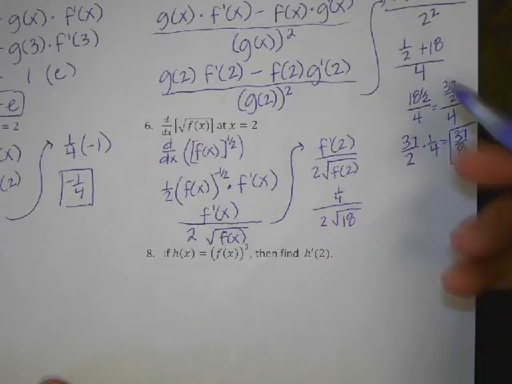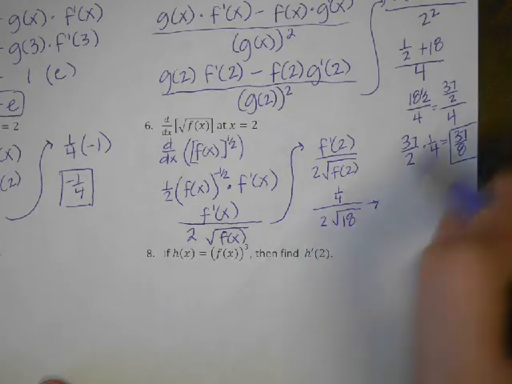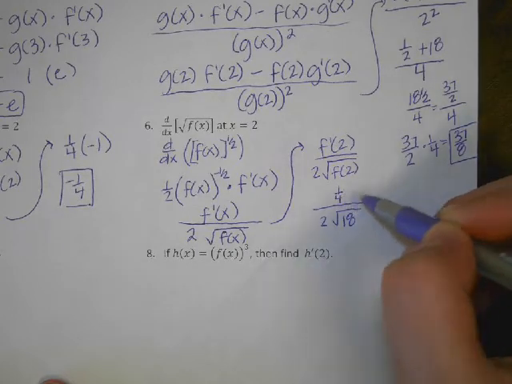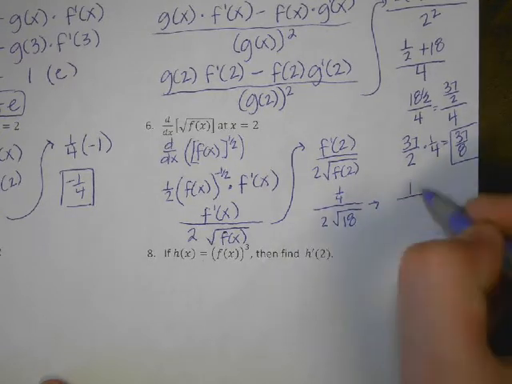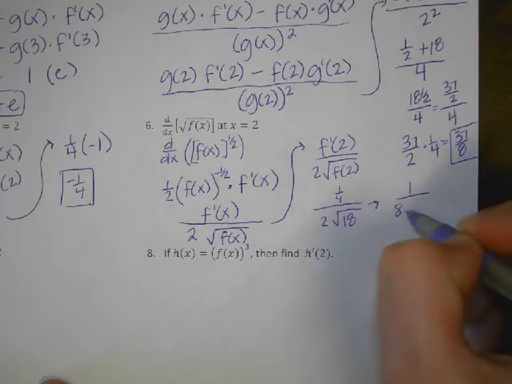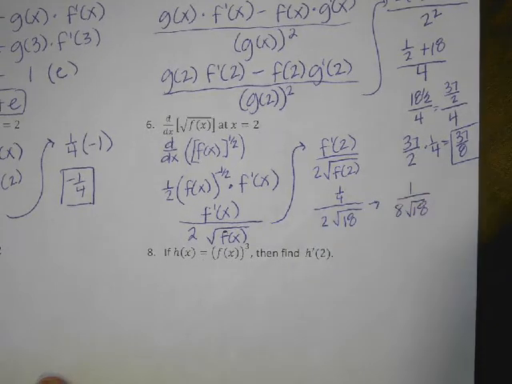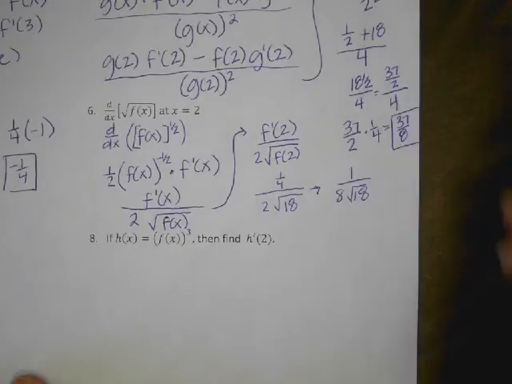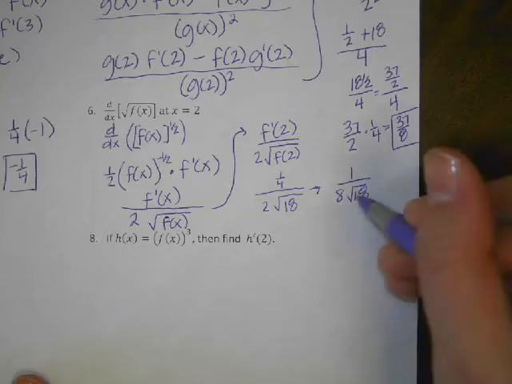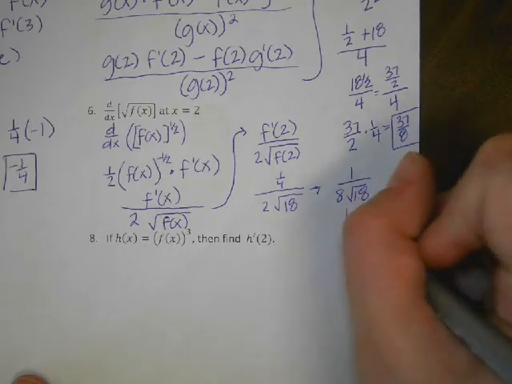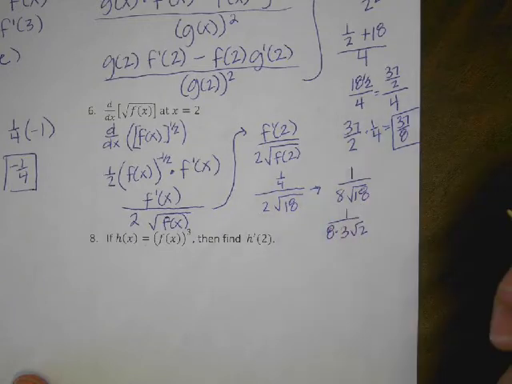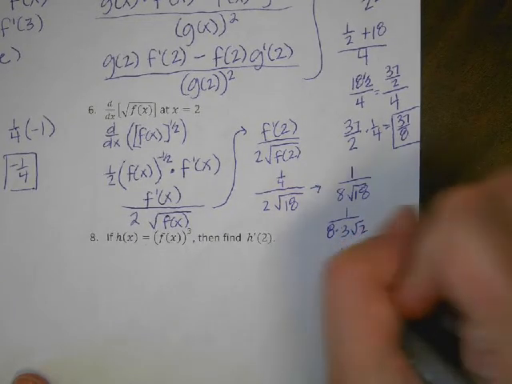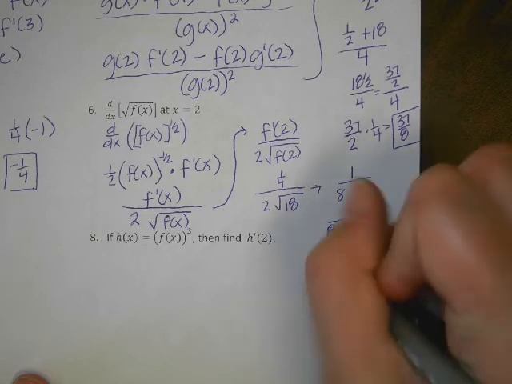Okay, so I need to rewrite this. 1/4, if I think of that, that would really be a 1 on the top and a 4 on the bottom. So I have 1 on the top, 4 times 2 is 8, square root 18. And the square root of 18 you can simplify. The square root of 18 is 3 square roots of 2. So I have 8 times 3 square roots of 2. And that's 1 over 24 square root 2.